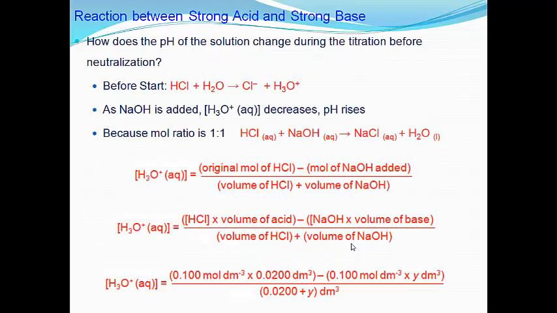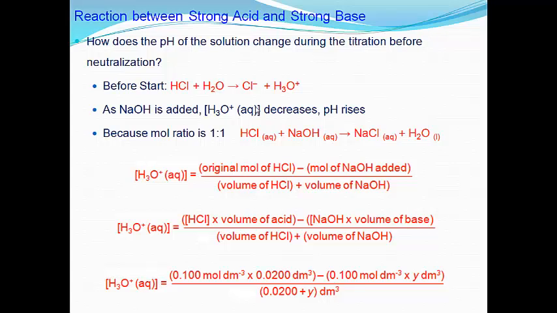So how does the pH of the solution change during the titration before the neutralization? Well, at the start, as we pointed out earlier, we have our solution of HCl in water, and we have complete ionization into our Cl minus and our H3O plus. Now, as sodium hydroxide is added, the H3O plus concentration diminishes because the hydroxide ions react with it, using it up to form H2O. And because the concentration of H3O plus is decreasing, the pH is rising.